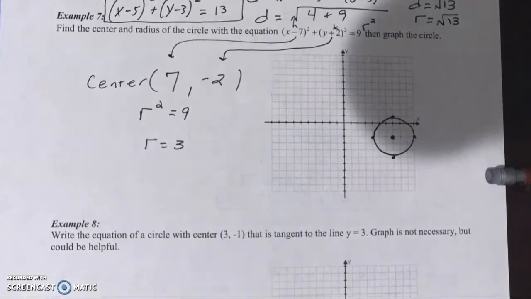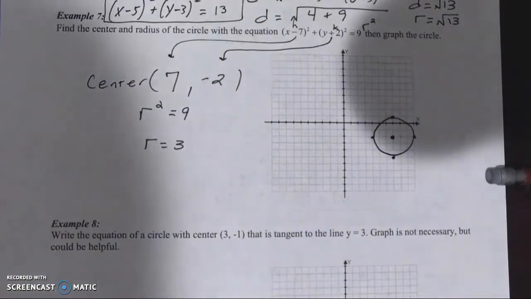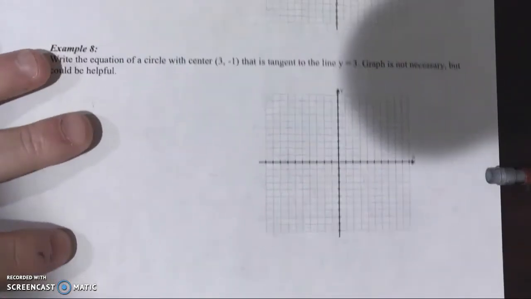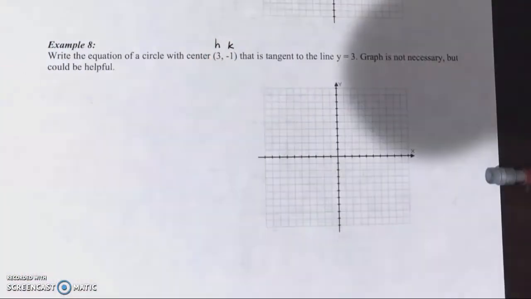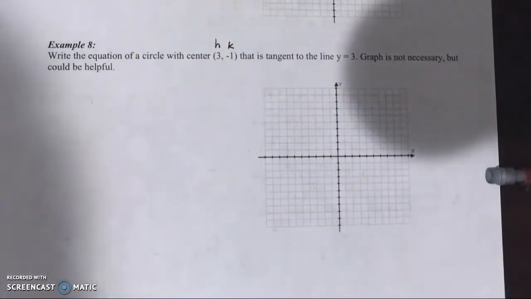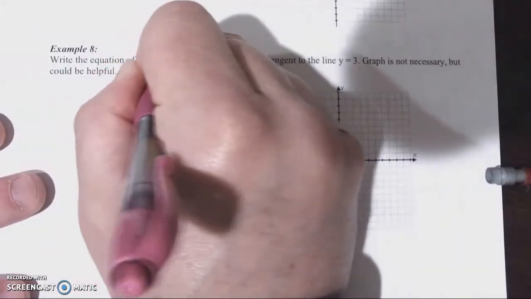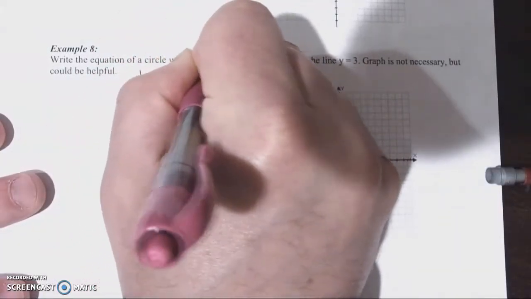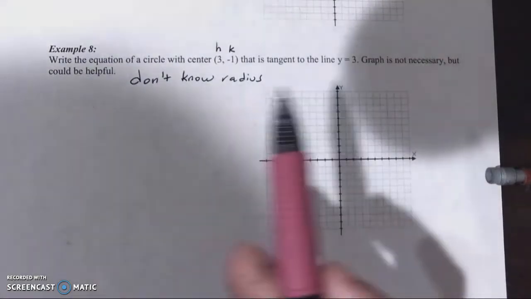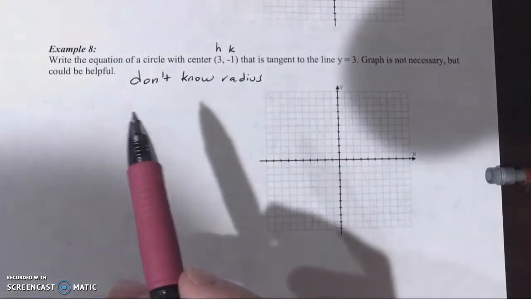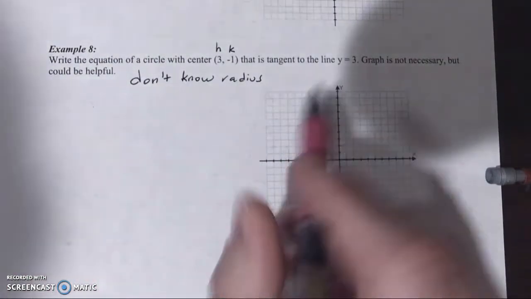Okay? Pretty simple. Number 8, maybe not quite as simple. Write the equation of a circle with center 3, negative 1. Well, there's our h and our k. That is tangent to the line y equals 3. So what we don't know is the radius. But the information they give us must lead us to finding the radius.